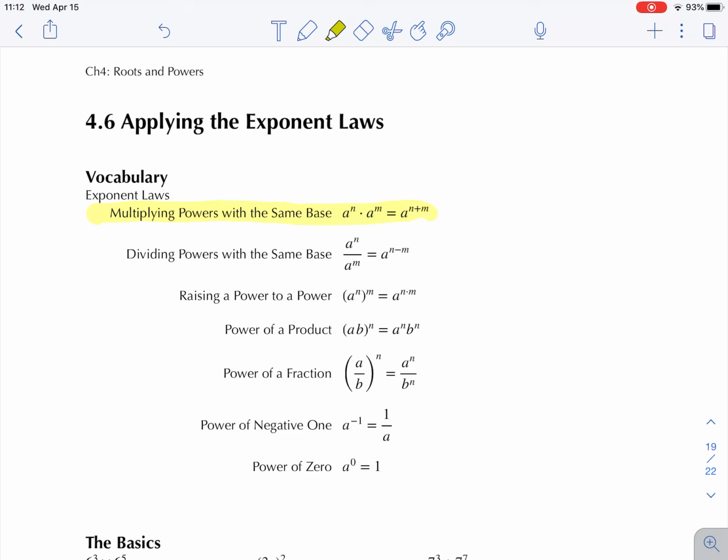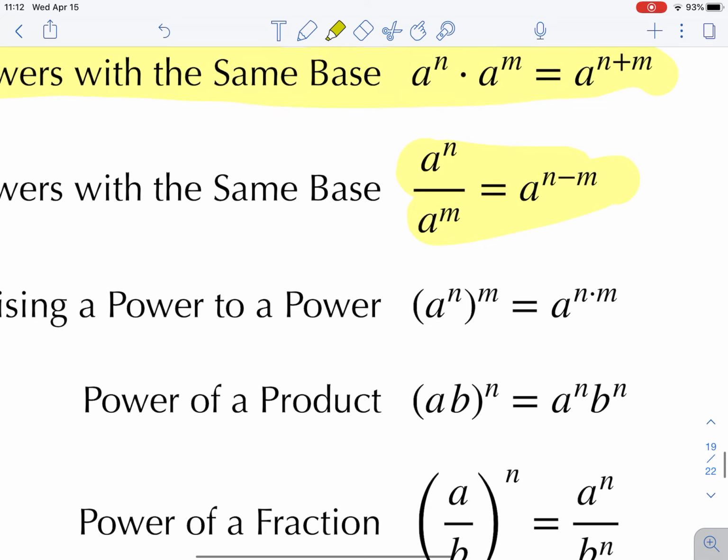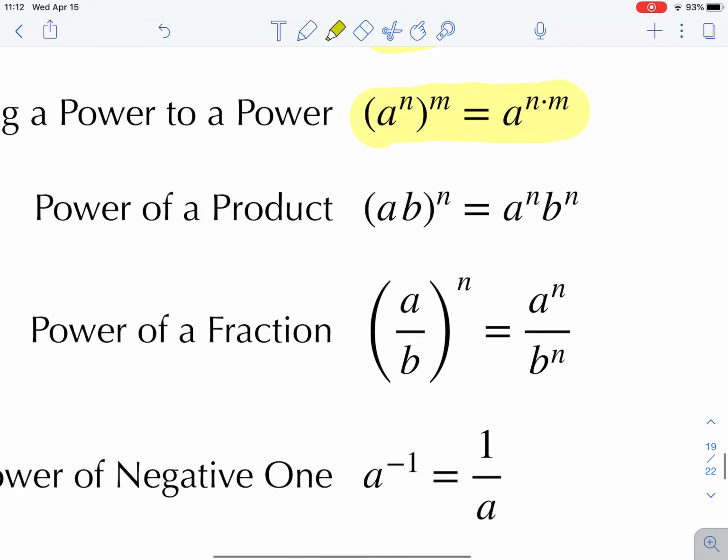You've seen these laws in grade 9. We've worked on them a little bit in grade 10. We know how to multiply powers with the same base. Dividing powers with the same base is just to subtract the exponents. Power to a power rule, you multiply the exponents.